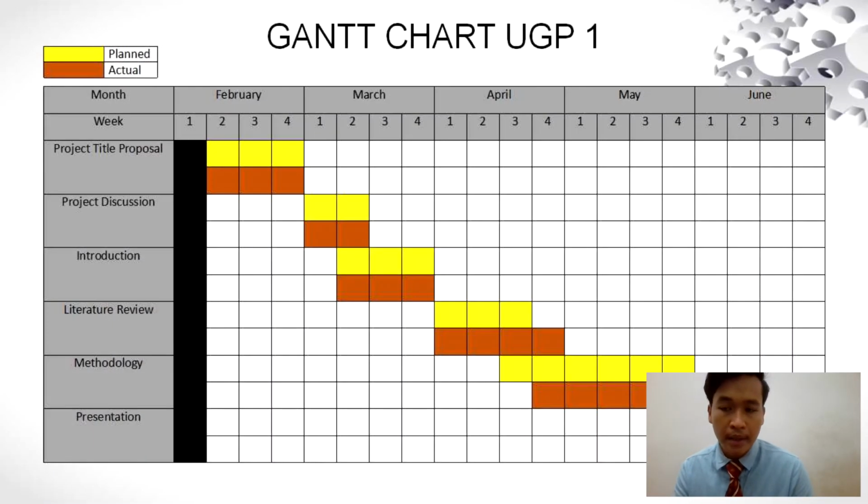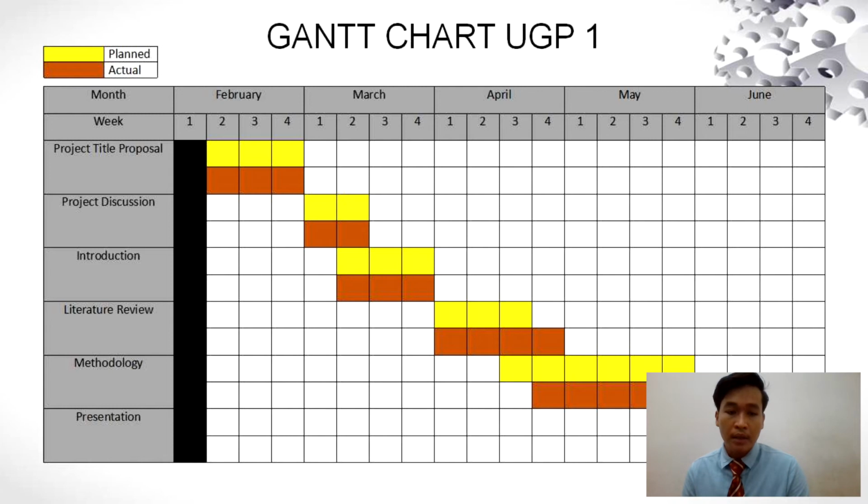This is my Gantt chart for my undergraduate project 1. It consists of project title proposal, project discussion, introduction, literature review, methodology, and presentation. For project title proposal, it starts from the second week of February until the fourth week of February. For my project discussion, from the first week of March until the second week of March. For the introduction, from the second week of March until the fourth week of March.